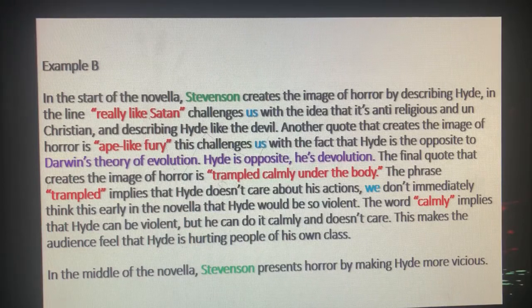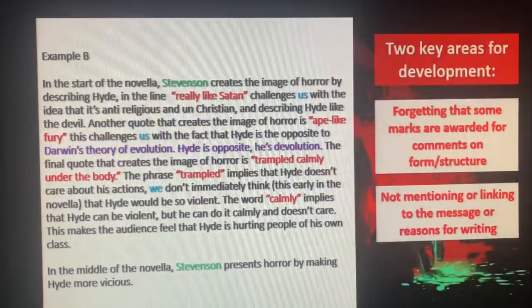In the middle of the novella, Stevenson presents horror by making Hyde more vicious. You can see sometimes the quote is repeated. "Calmly" means he can do it calmly. I'd want this person to think of other words that mean calmly rather than just repeating the same word of the quote. And I'd also need the explanations perhaps to be added to in some depth.